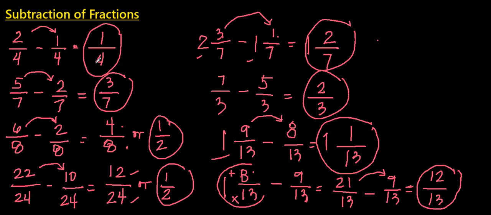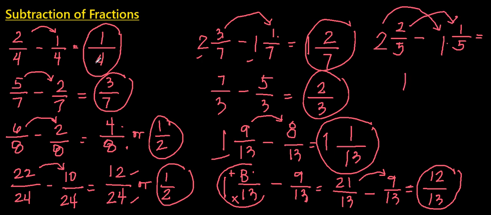Last example, we have 2 and 2 over 5 minus 1 and 1 over 5. So what's the answer? Subtract both whole numbers. 2 minus 1 is 1. 2 minus 1 is also 1. Then copy the denominator.